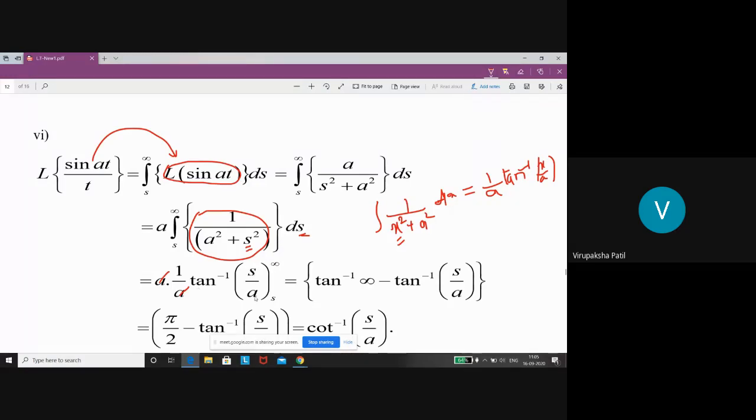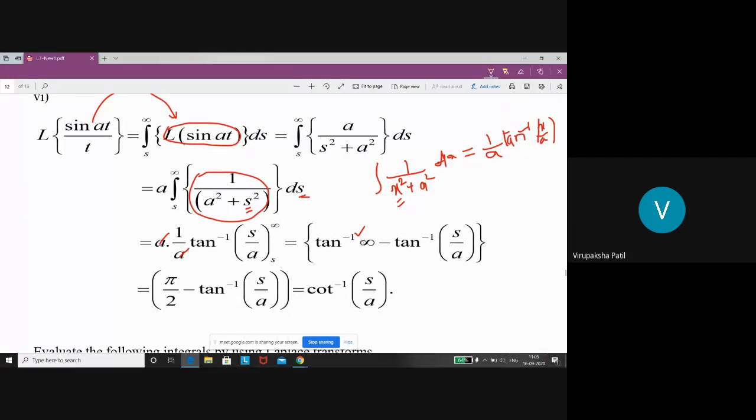Tan inverse infinity divided by anything is tan inverse infinity only, then minus lower limit, wherever s is there, put s only, tan inverse s divided by a. Okay, next what happens? Tan inverse infinity value is pi by 2, minus tan inverse s by a. I have written this as cot inverse s by a.